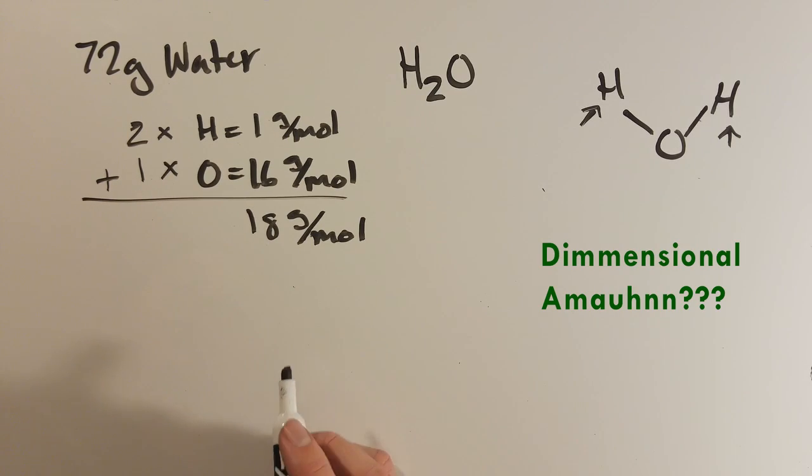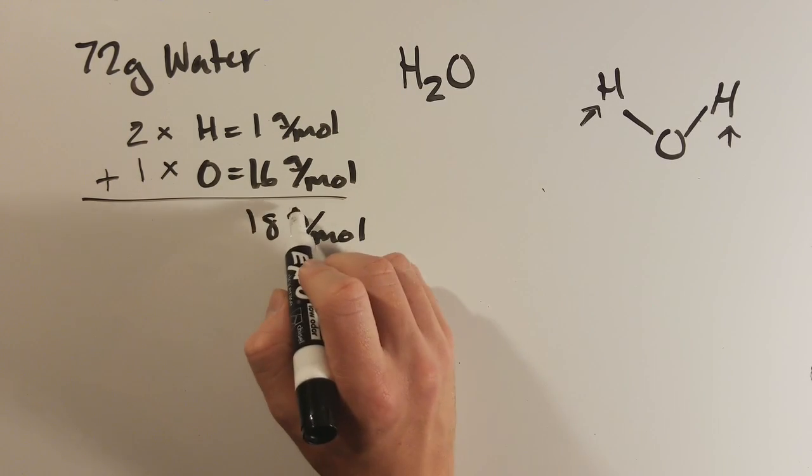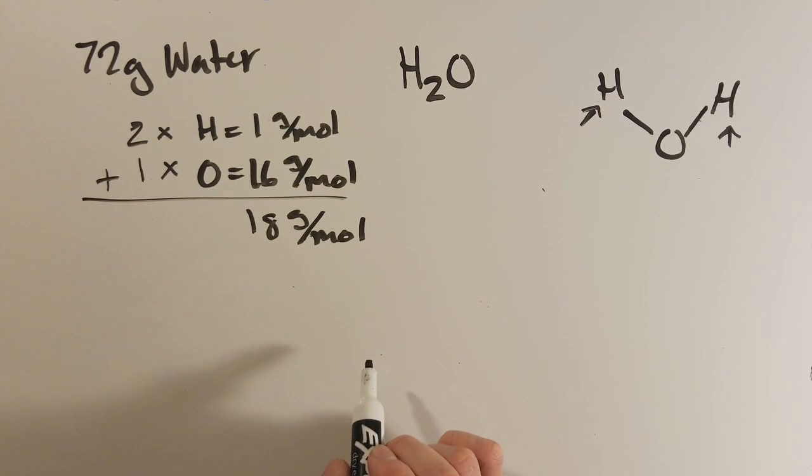So let's do some dimensional analysis to get rid of the grams, and we could get in the units of mole. So we have 72 grams of water.